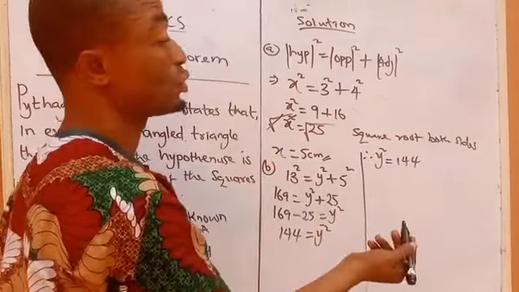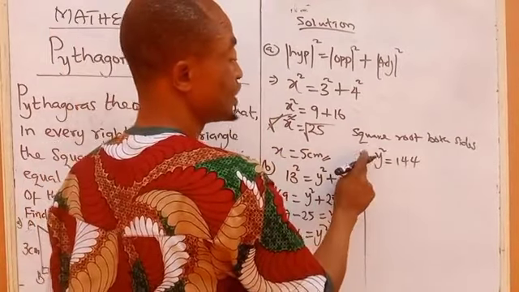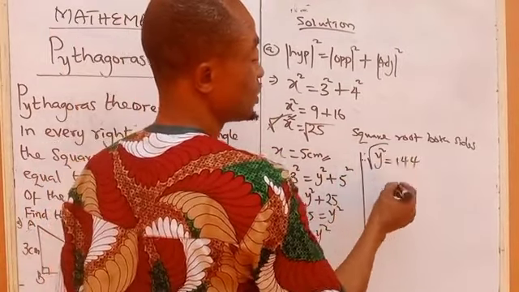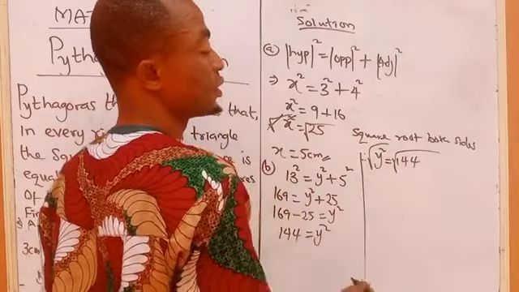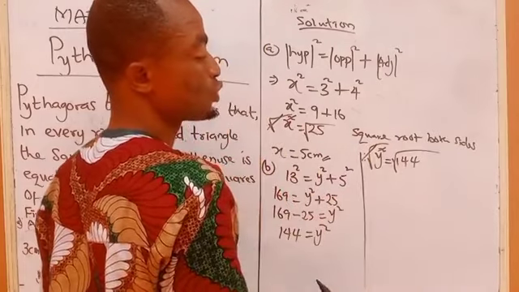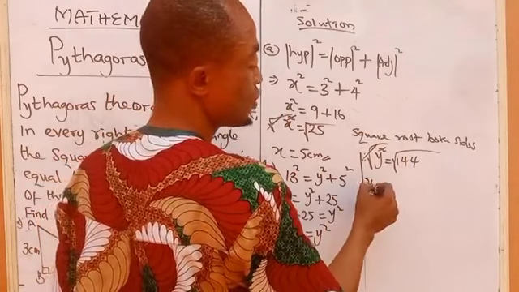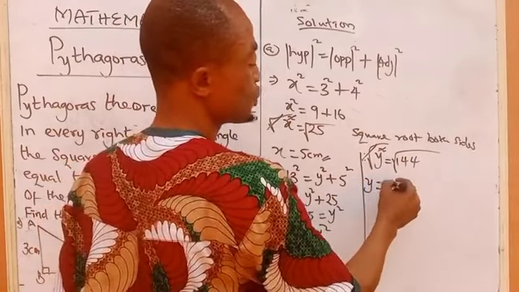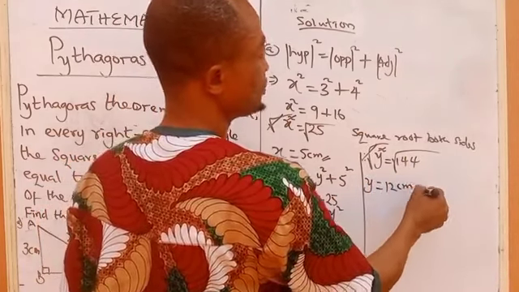So we can find the square root of both sides also. The square root of this side and the square root of this. So the square will cancel the square root. So our y now will be equal to the square root of 144. That will give us 12 centimeter.